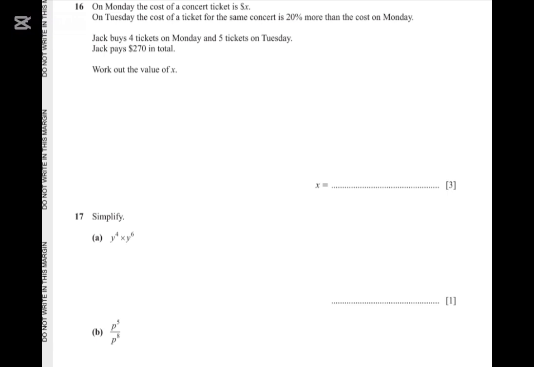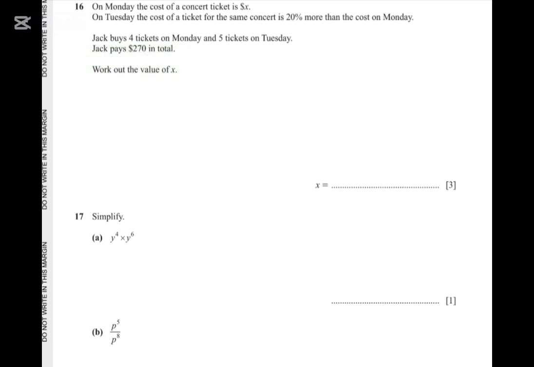Question number 16. On Monday, the cost of a concert ticket is X dollars. On Tuesday, the cost of a ticket for the same concert is 20% more than the cost on Monday. Jack buys 4 tickets on Monday and 5 tickets on Tuesday. Jack pays $270 in total. Work out the value of X.